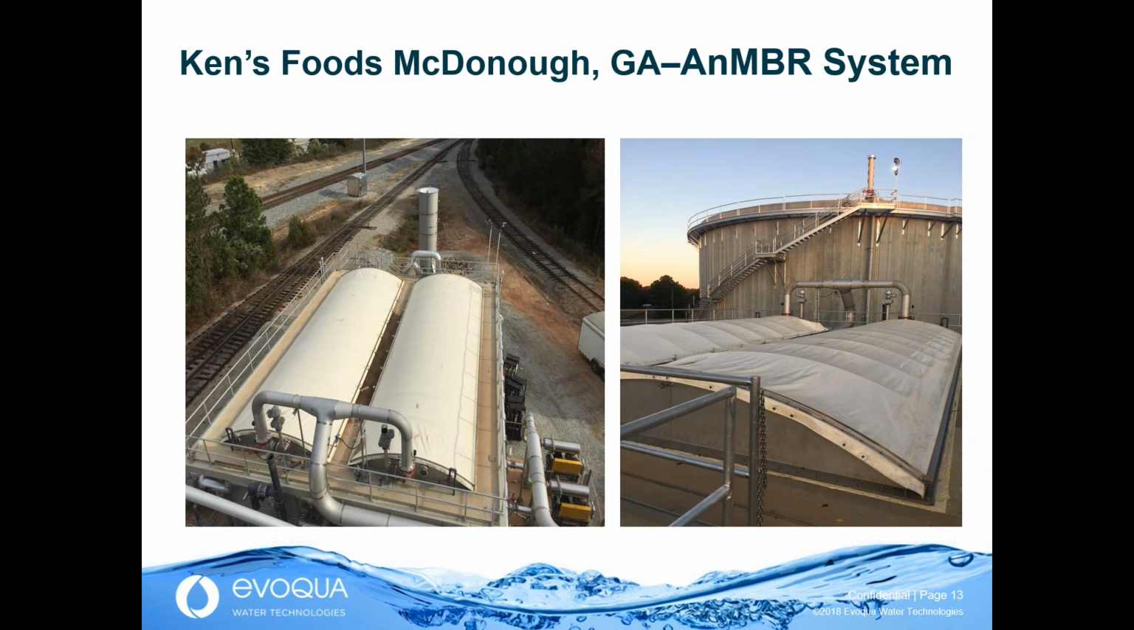And the existing aerobic system that they had there had aging infrastructure, and the system was struggling to meet the effluent discharge limits. So the system was in need of an upgrade. Therefore the anaerobic MBR was installed.